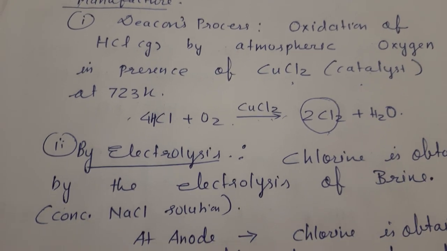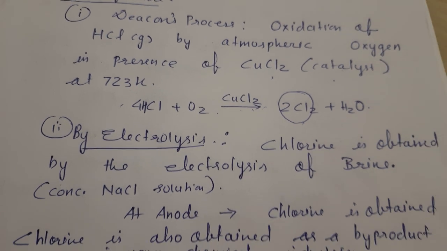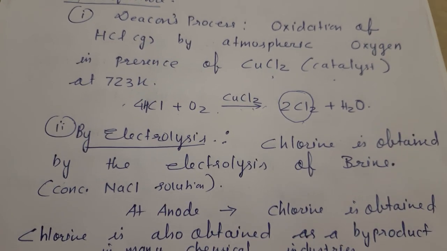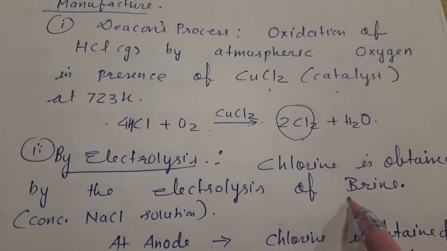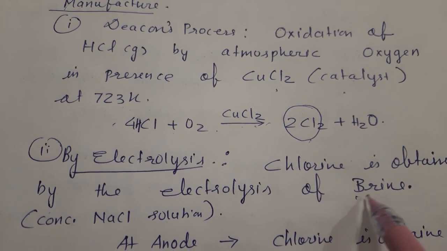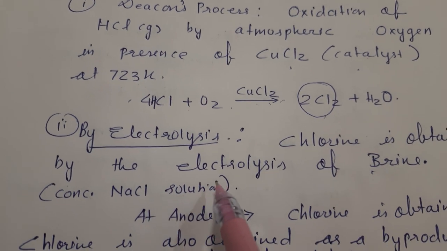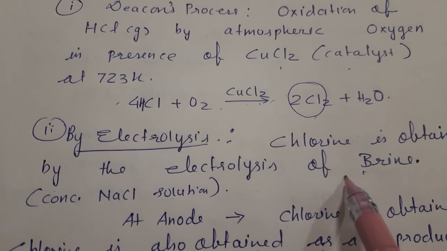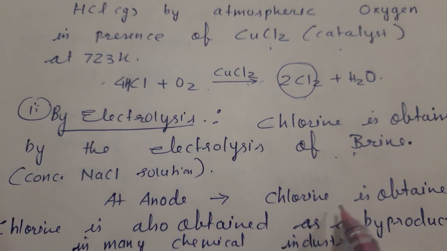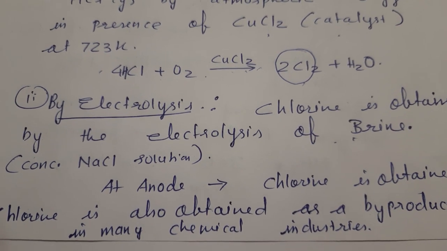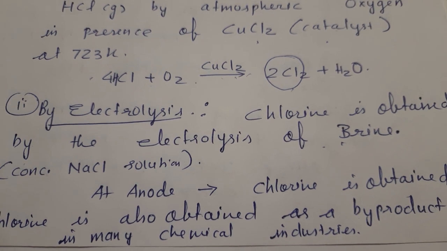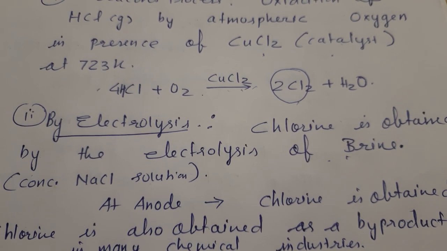Second method is electrolysis, the electrolytic method of obtaining chlorine. Chlorine is also obtained by electrolysis of brine. What is brine, beta? Concentrated NaCl is called brine solution. इसका electrolysis करते हैं तो एनोड पे chlorine gas is obtained. Chlorine is also obtained as a byproduct in many chemical industries.